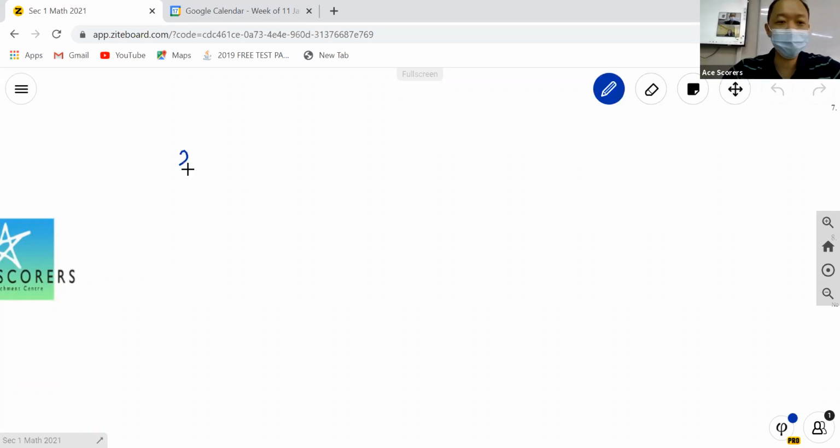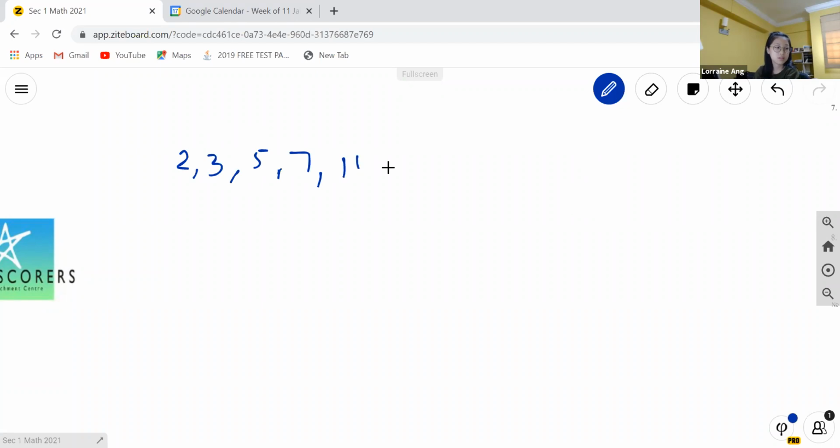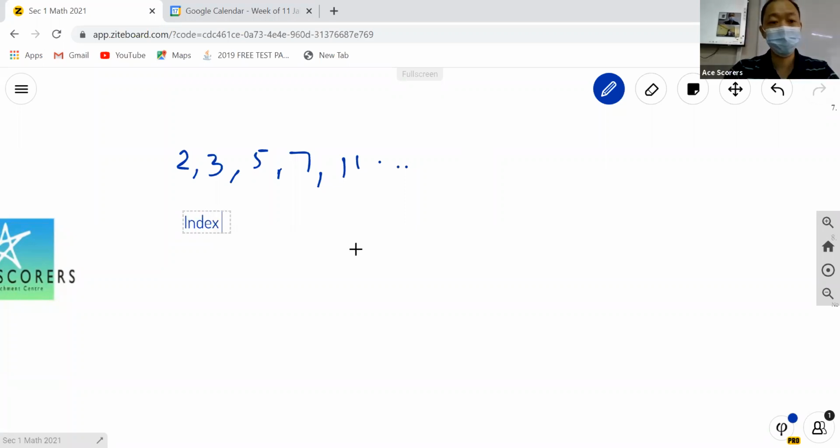So for example, 2, 3, what's next? 5. What else? 7. 11. Okay, very good. So when we're doing HCF LCM, we use a prime factorization method. To be specific, we're using the index notation method of finding HCF LCM. So how do we do that?